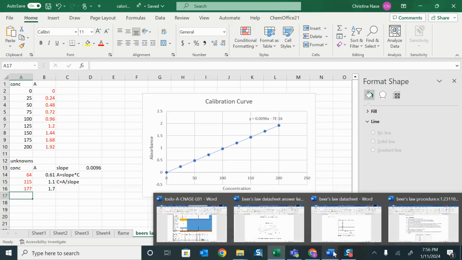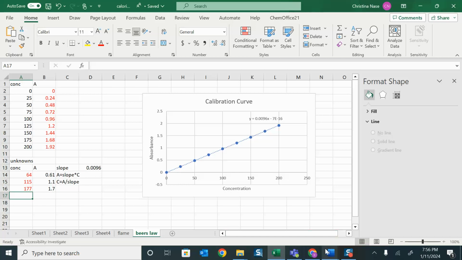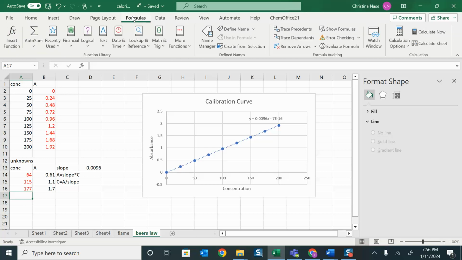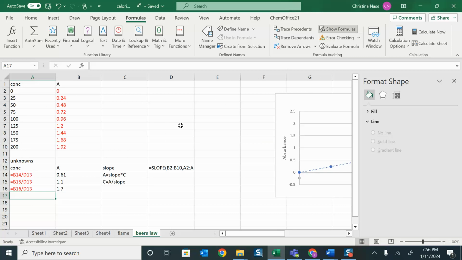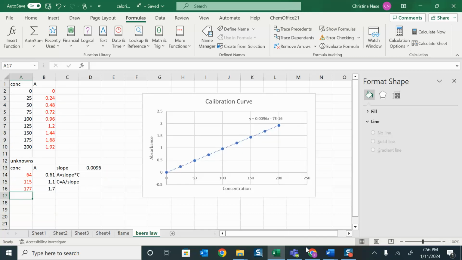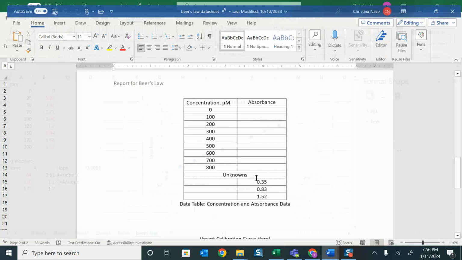And you could show this work if you do it in Excel. You can show your formulas. You can go under formulas, I think, and display, show formulas. There you go. And that'll show you what you typed in. Get out of that. And then just looking at our data sheet.